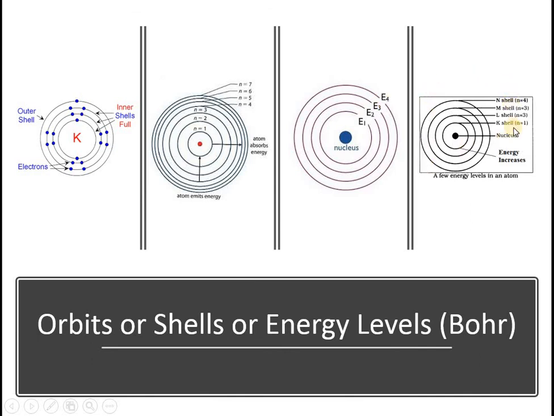Now, here the shells are mentioned. Small n is the number of the shell. Let's say K shell is the first shell, so n is equal to 1. Then L shell is the second shell, so n is equal to 2, not 3. Then M shell, n is equal to 3, and likewise. And the energy increases from inside to outside.